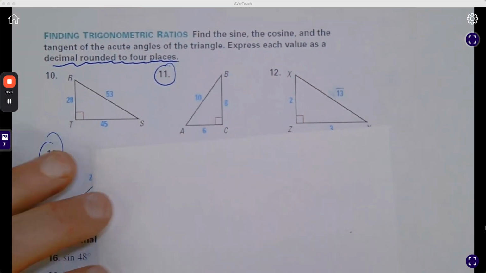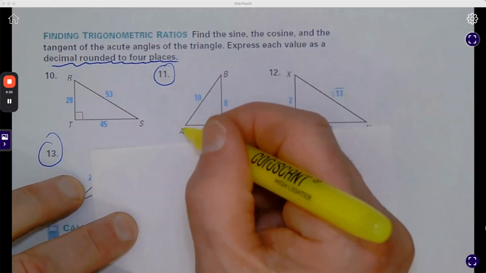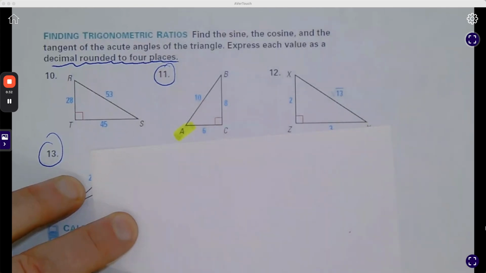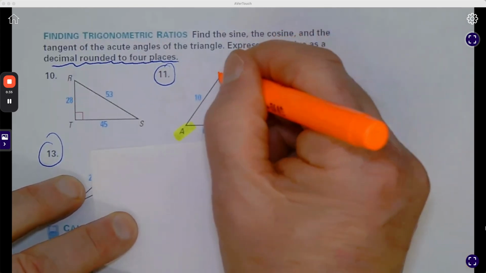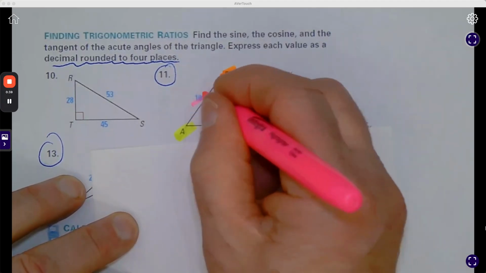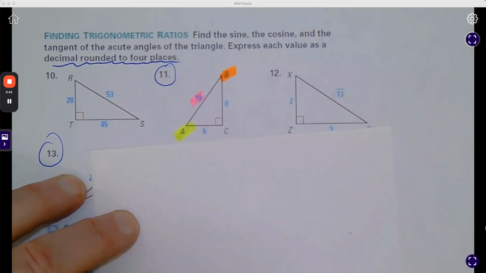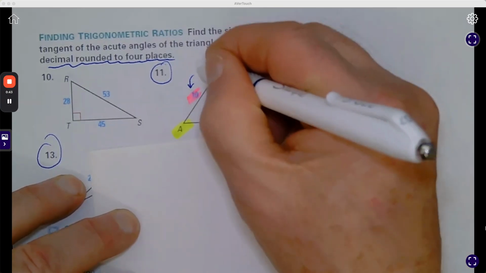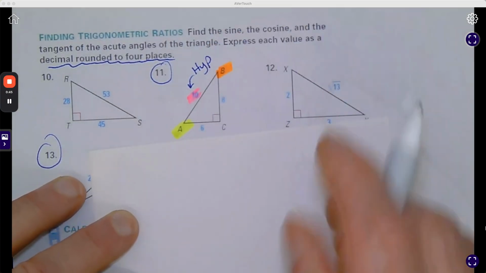So when I do this, I'm going to look for the acute angles. They are the non-right angles. So there's an acute angle. There's an acute angle. Also, across from the 90-degree angle is the hypotenuse. It's really important you identify that side because that stays consistent all the way through.